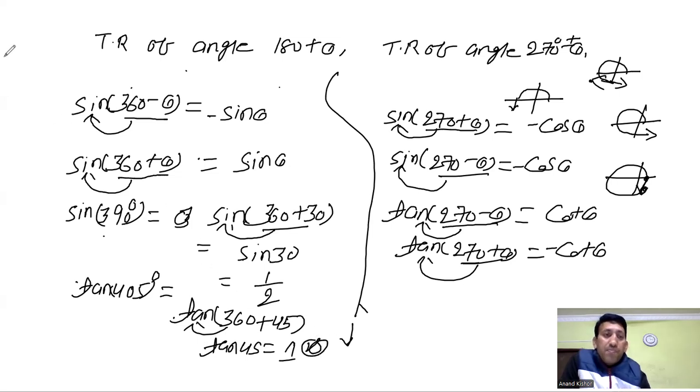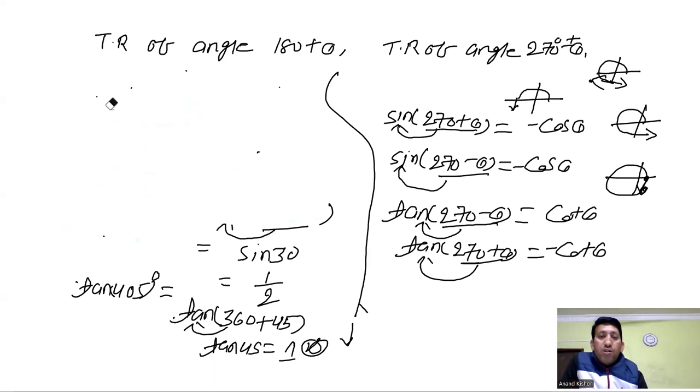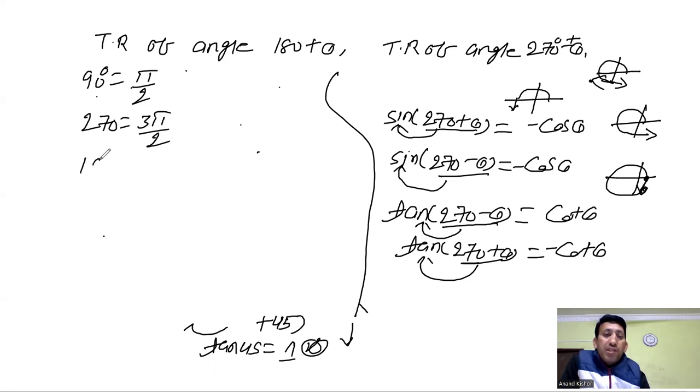So very moderate. Okay. Now next, first I will erase all the things and we will give some examples. In this video, all angles we have measured in degrees. Now we are coming to radian. Radian is also very easy. Say 90 is equal to pi by 2. 270 is equal to 3 pi by 2. 180 degree is equal to pi radian.